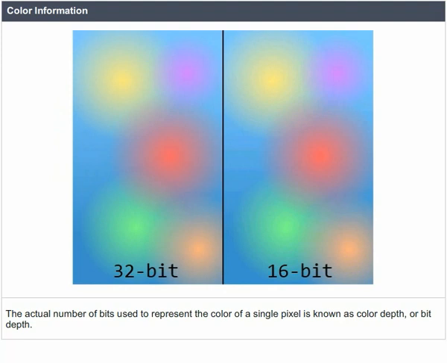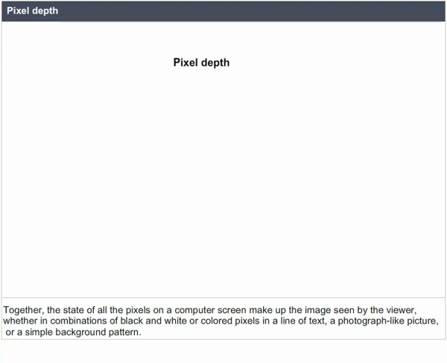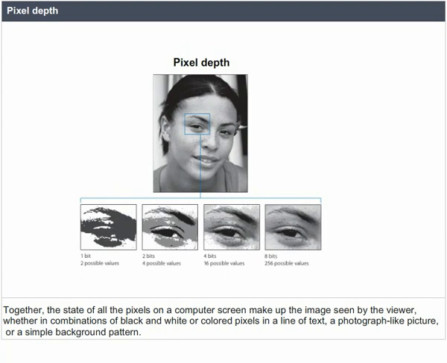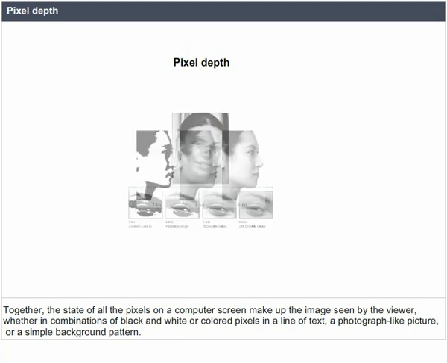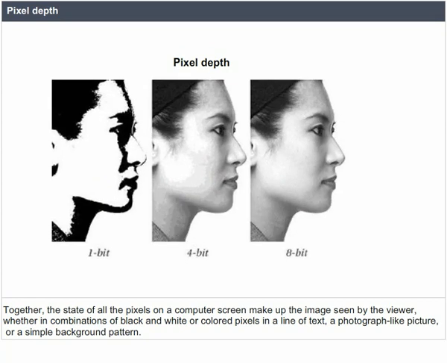The actual number of bits used to represent the color of a single pixel is known as color depth or bit depth. Pixel depth. Together, the state of all the pixels on a computer screen make up the image seen by the viewer, whether in combinations of black and white or colored pixels in a line of text, a photograph-like picture, or a simple background pattern.